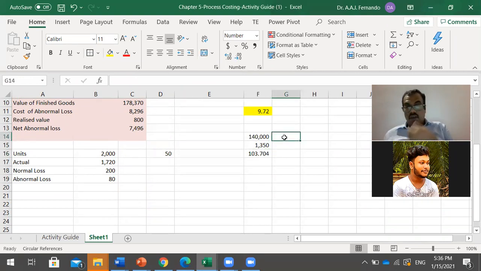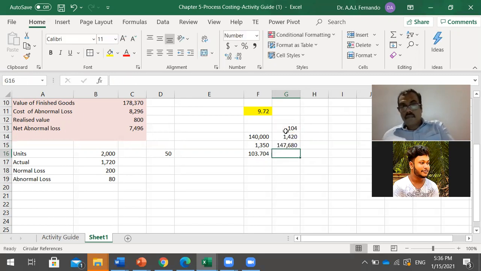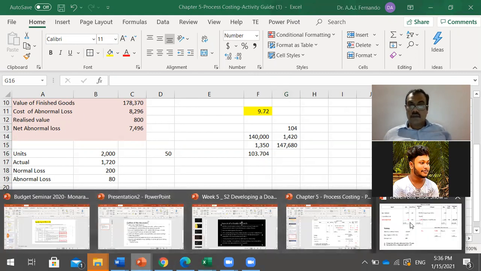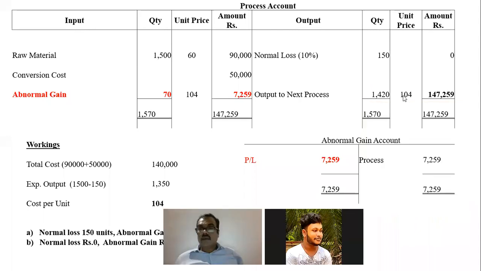So that is the reason why when you multiply 1,420 into 104, it comes to this value. It is 147,680. How much is it there? Yeah, actually, this is not exactly 104. There is a rounding up error. It is proper to say 103 something.